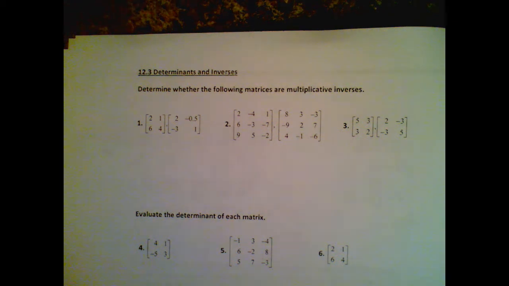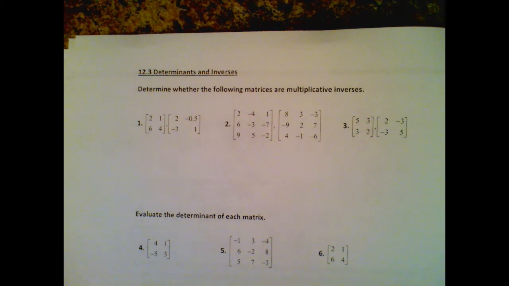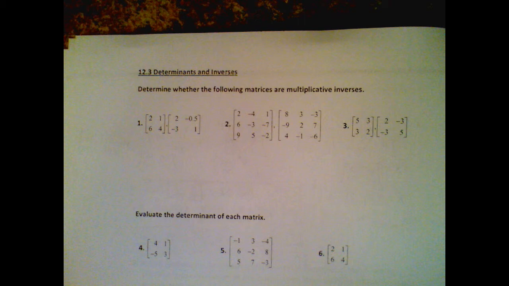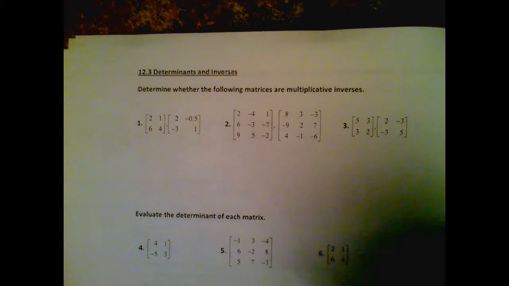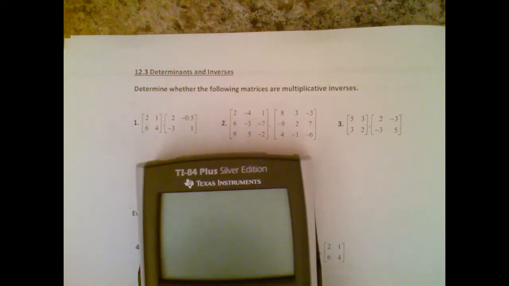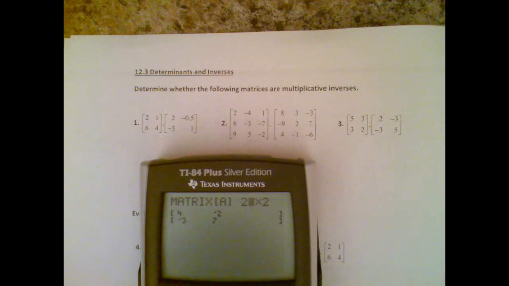12.3 lesson is finding the determinants and the inverses. For the first part, it says determine whether the following matrices are multiplicative inverses. So there's a couple different ways that you can do this. We go ahead and type these two matrices into the calculator. They're both 2 by 2s. And then we're going to type the second one in matrix B.